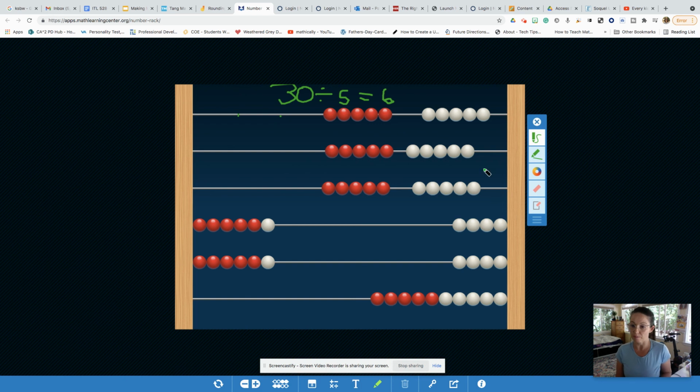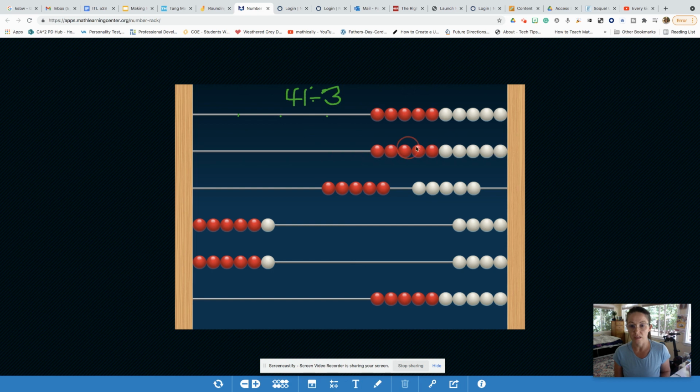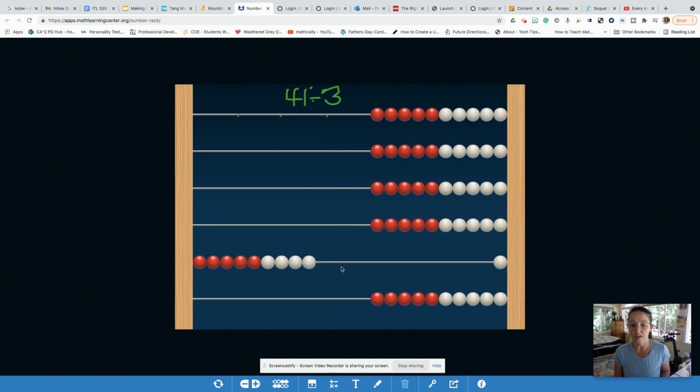What about a harder problem? What if I had something with a remainder? Ooh la la. Like 41 divided by 3. So let's start with that whole. Let's start with 41. Let's create 41. So we have 10, 20, 30, 40, and I'm going to leave one here. So now this is 41. How many groups of 3 can fit into 41? Now I'm just going to count by 3s.